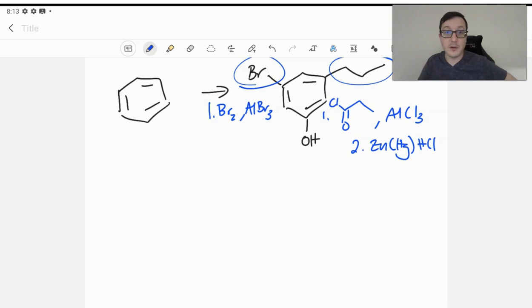Later on, we'll learn a few other reductions, like the Wolff-Kishner reduction, or using thiols. We can do that as well. But for right now, we have Clemmensen. So that's how we put a propyl group on. Remember, we can't use a Friedel-Crafts alkylation because that'll give you an isopropyl group.